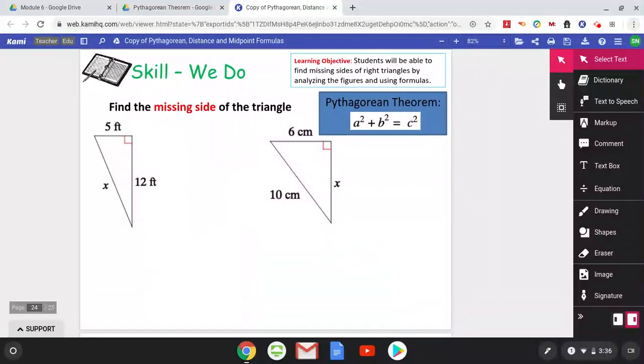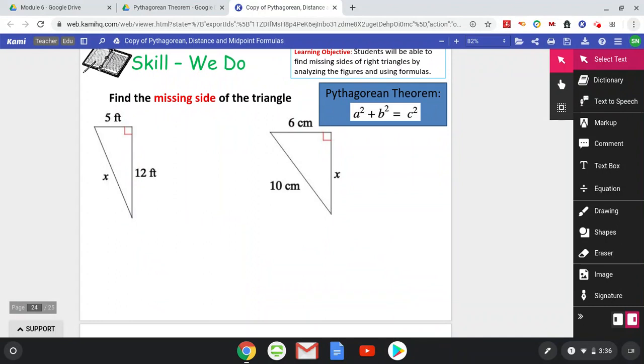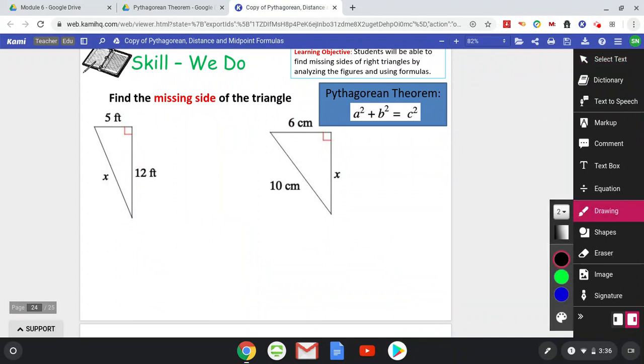As you can see in this slide, you have two right triangles. How do I know that they're right triangles? Well, I can see that they both have a 90-degree angle. Otherwise, we cannot use the Pythagorean theorem. So let's start with the problem on the left.